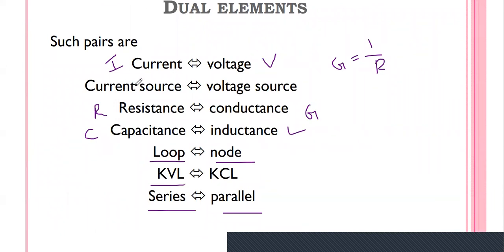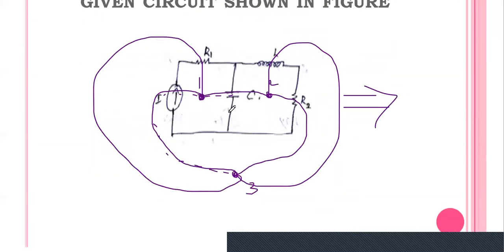If it is a current source, we have to interchange it with a voltage source. Resistance, we have to replace with conductance. Capacitance, we have to replace with inductance. Okay, so using these dual elements, we are going to draw the graph.